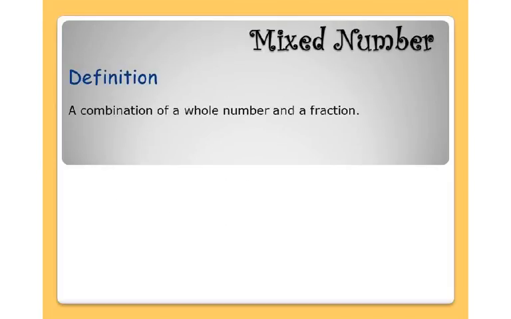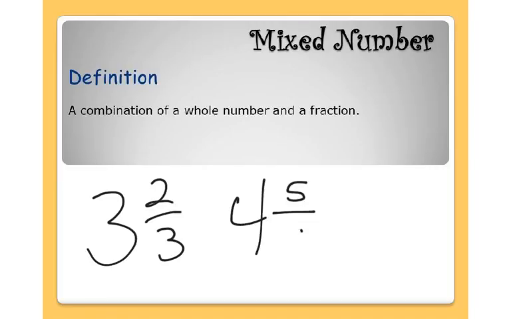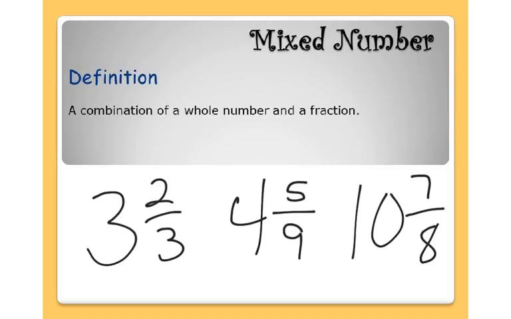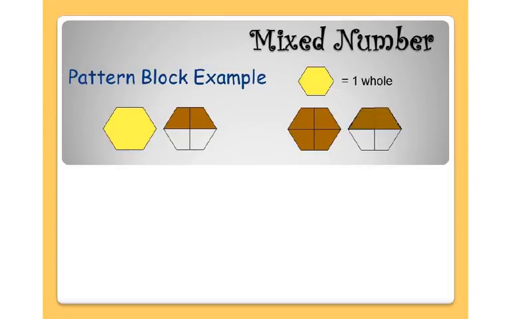A mixed number is a combination of a whole number and a fraction. For example, 3 2/3, 4 5/9, and 10 7/8 are all examples of a mixed number. A mixed number is a whole number with a fraction. We can turn mixed numbers into improper fractions, and for this I'm going to use the pattern block example.